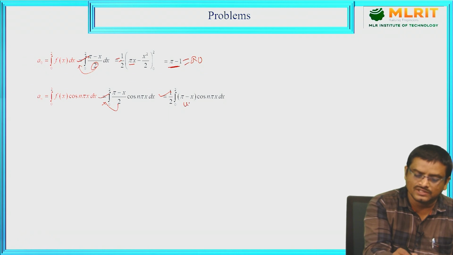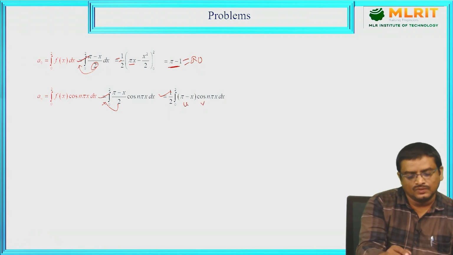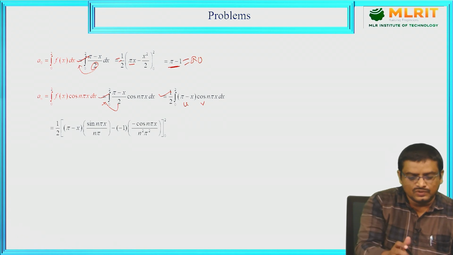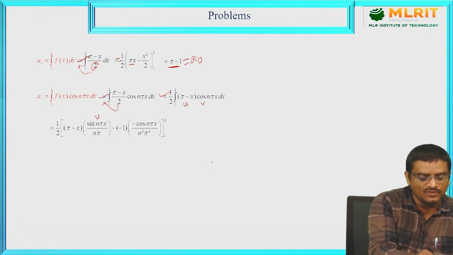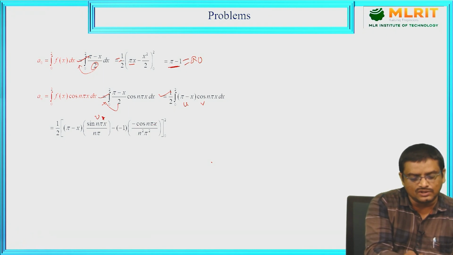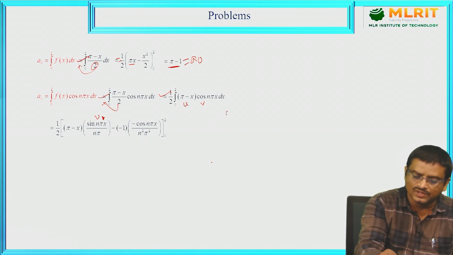So you consider this as u and consider this as v. Now integration of uv: u into the integral of cos n pi x, so you will get sin n pi x by n pi, minus the derivative of u, that is derivative of pi minus x, which is minus 1, and the integral of v1. The integral of sine can be written as minus cos n pi x by n square pi square. So as we discussed in the previous videos, this is the formula for the integral of uv.